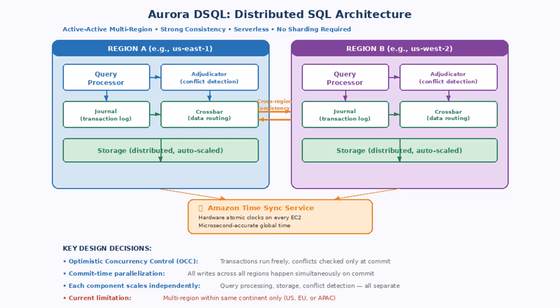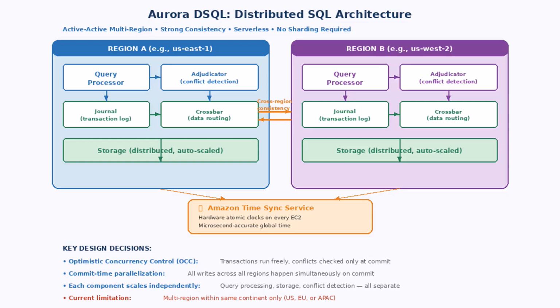Google Cloud Spanner has done this since 2017, 8 years before DSQL. Google's TrueTime API uses atomic clocks and GPS receivers. Battle-tested at Google scale. AdWords, YouTube. Spanner works truly globally, not continent-limited like DSQL. Azure has no equivalent in this category yet.